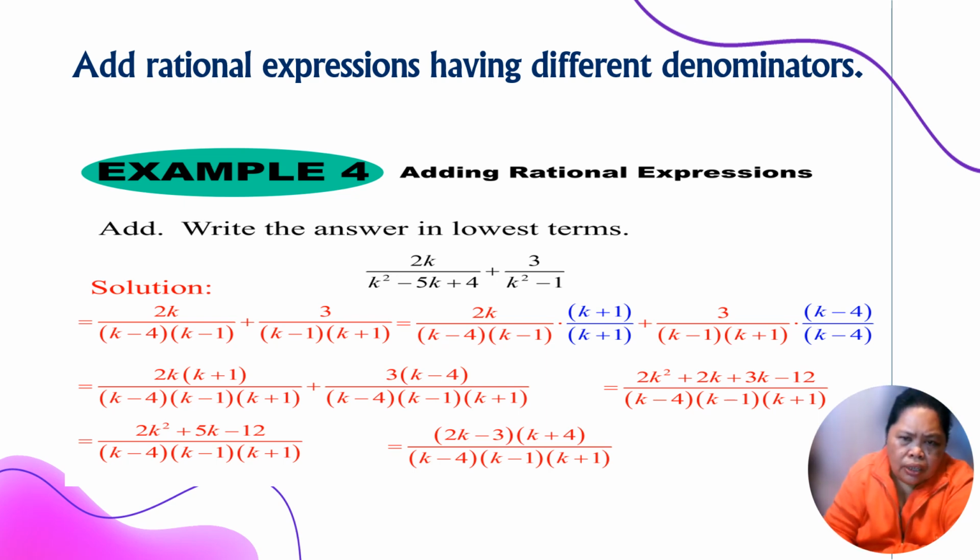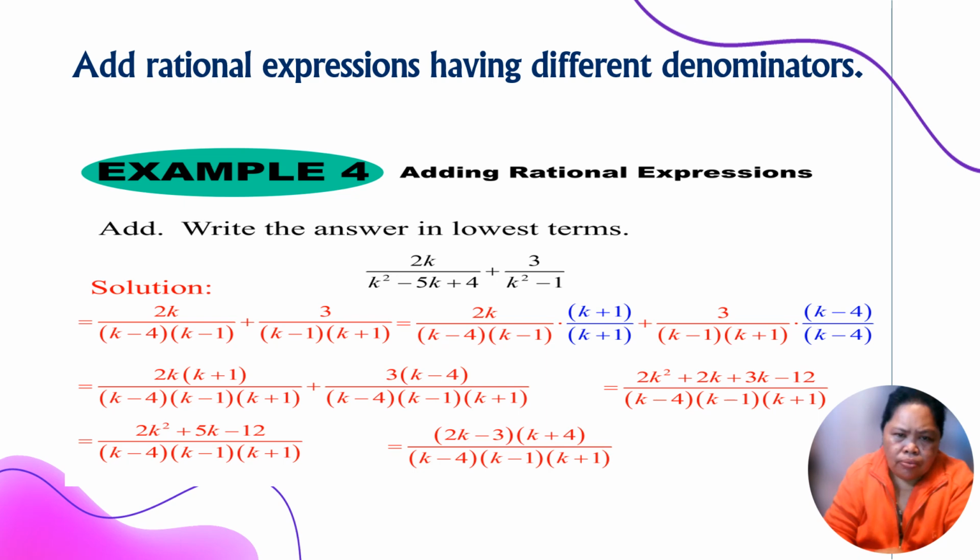Then we have here cancel. So the common is k plus 1. So we have 2k, then we have k minus k. So we have three common factors: k minus 4, k minus 1, and k plus 1. So this would be our common denominator.